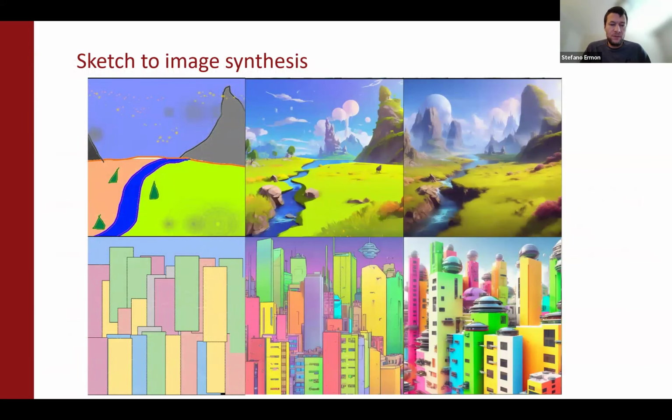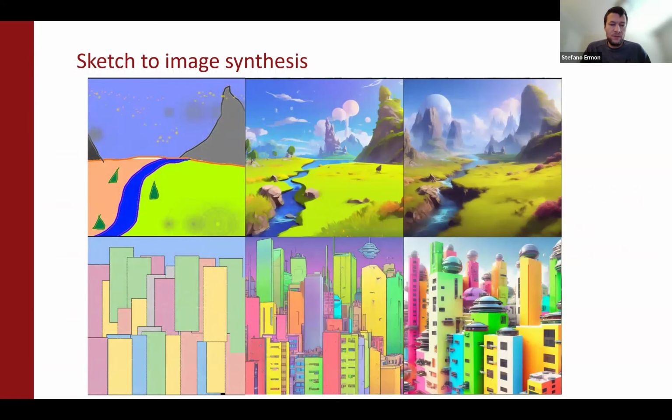I'm not going to go through it in a lot of detail, but the basic idea is that at the core of a diffusion model or score-based model is some kind of denoiser that takes a noisy image and tries to predict what is the corresponding clean image.